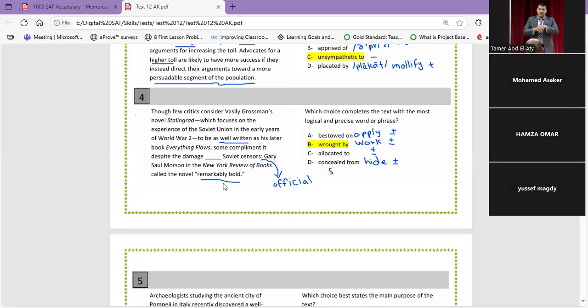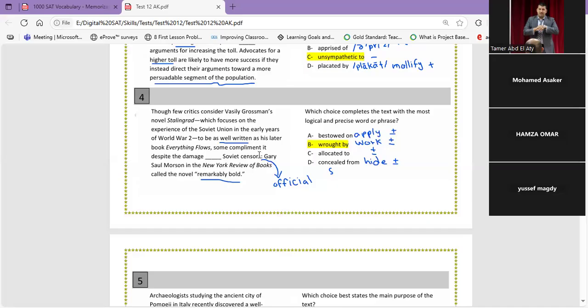Though few critics consider Vasily Grossman's novel Stalingrad, which focuses on the experience of the Soviet Union in the early years of World War II, to be as well written as his later book Everything Flows, some compliment it despite the damage from Soviet censors, official.